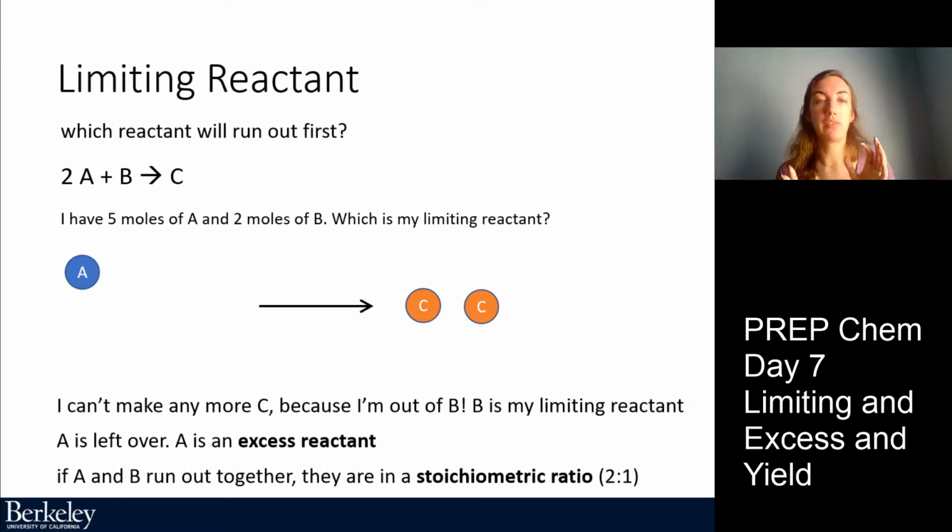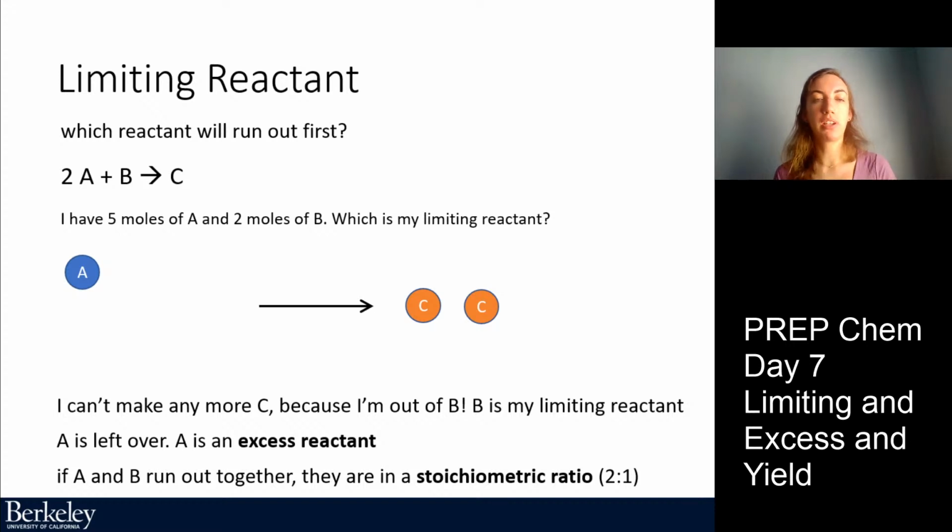And then just another terminology thing: if it's ever the case that A and B would run out together, they are in a stoichiometric ratio. In this case, I would have an A to B ratio of 2 to 1 in units of moles. So for example, if I had 4 moles of A and 2 moles of B, they're in a 2 to 1 ratio and will run out at the same time. So in that case, neither of them is the limiting reactant.